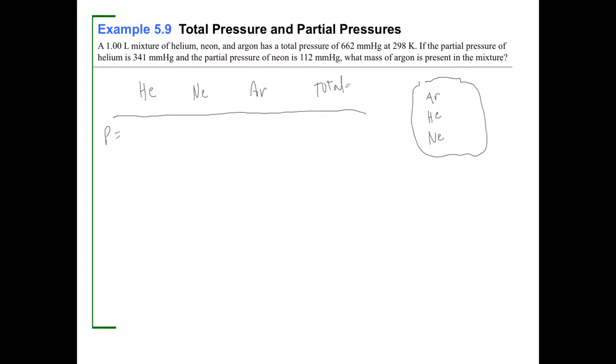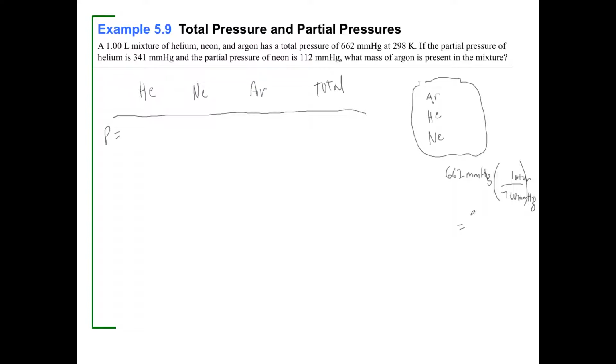1 liter mixture of helium, neon, and argon. I'm gonna make some notes here. Oh, yeah, argon, helium, and neon are all in this jar here, okay? Has a total pressure of 662 millimeters of mercury. I'm going to take everything to atmospheres just in case I need that, okay? So 662 millimeters of mercury times 1 atmosphere over 760 millimeters of mercury.